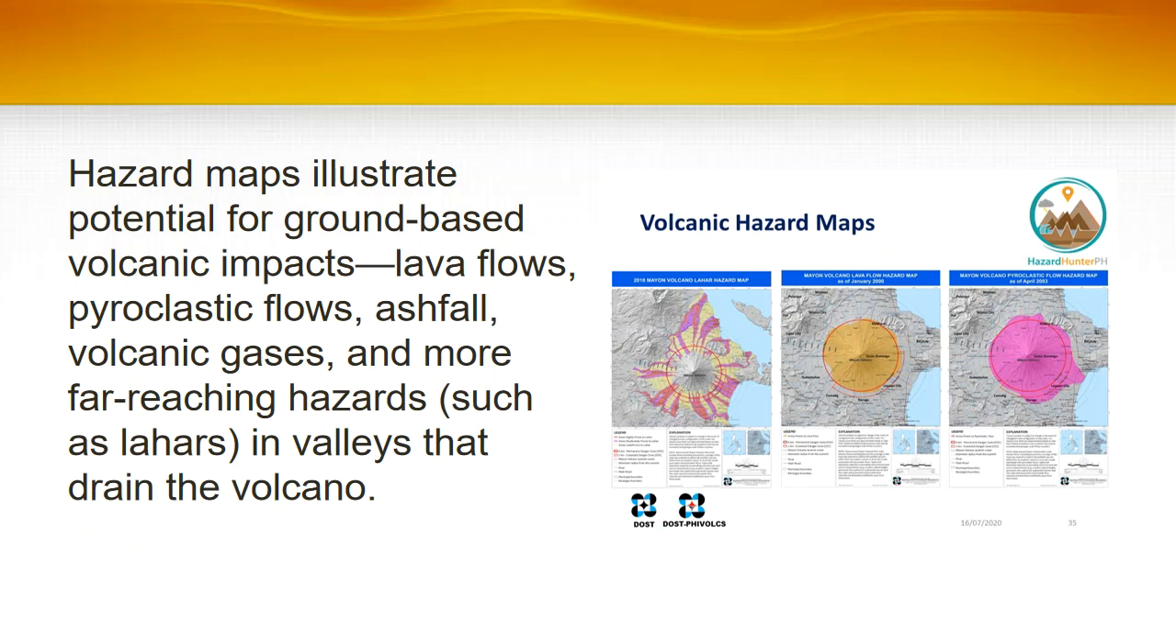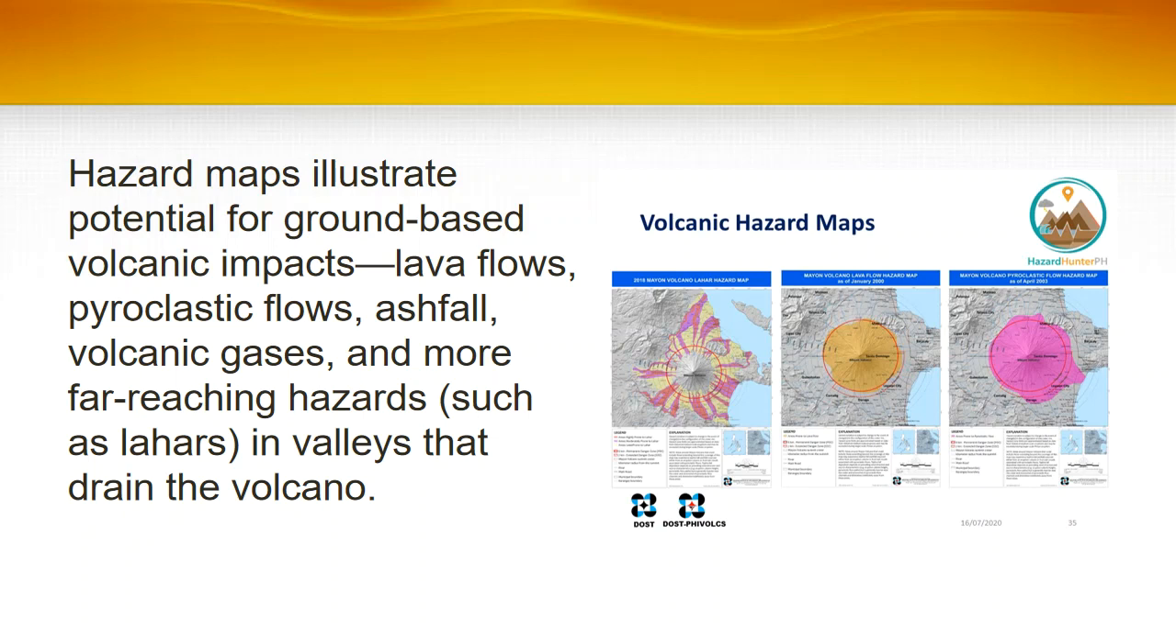So here are examples of hazard maps. For you to experience these maps, you can visit the Hazard Hunter PH website. You can go to their website, hazardhunter.georisk.gov.ph. You need to click view map. At the left panel, you click download maps, and at the right panel, choose the desired location.